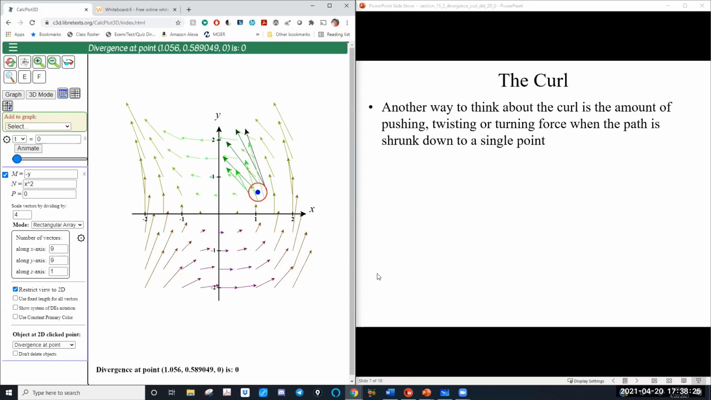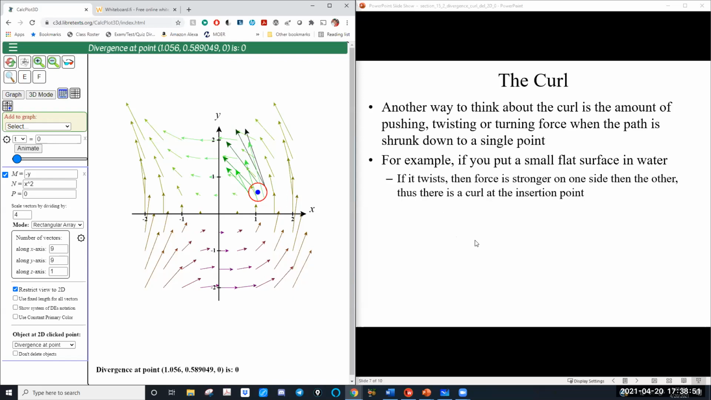Here's another way to think about curl. You can think of it as the amount of force pushing, twisting, or turning when the path is shrunken down to a single point. So imagine putting a small flat surface in water. For example, an oar of a boat if you're paddling a boat. If you put that oar in the water, if that oar twists, then the force is stronger on one side than the other. Then there is a curl going right down the middle of that oar at the insertion point. That's what the curl would do.